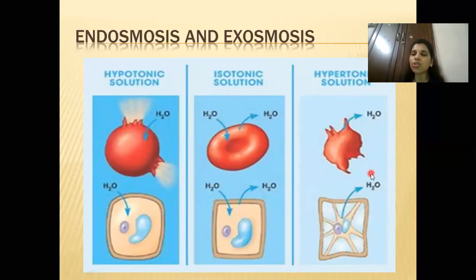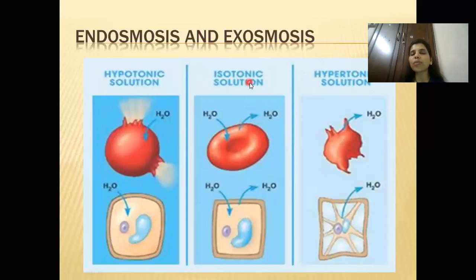Whenever the solution is hypertonic, here you can see that in this particular cell, the cell has shrunken. Why has it shrunken? Because the water which was inside the cell has gone outside, as the concentration of water inside the cell was more compared to the concentration of water outside. That's the reason water from inside the cell has moved outside. So this is exoosmosis when it is placed in the hypertonic solution. The cell shrinks when it is placed in hypertonic.